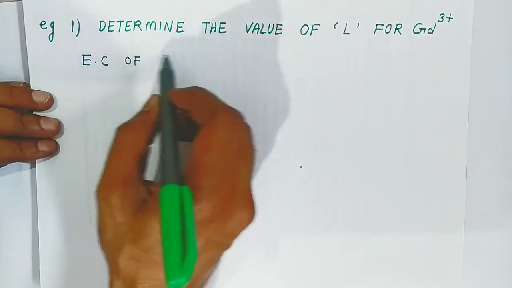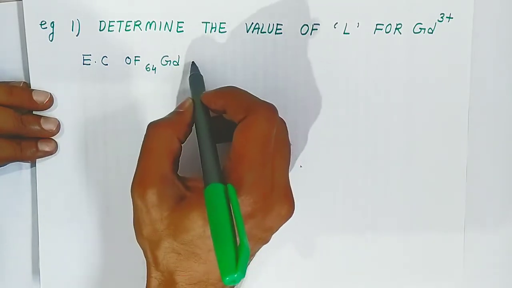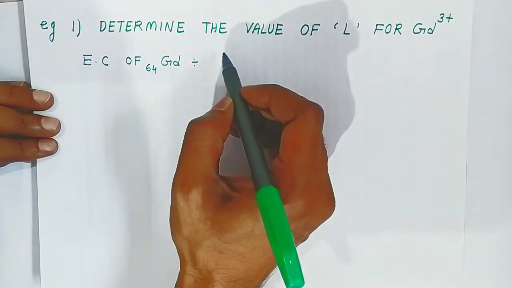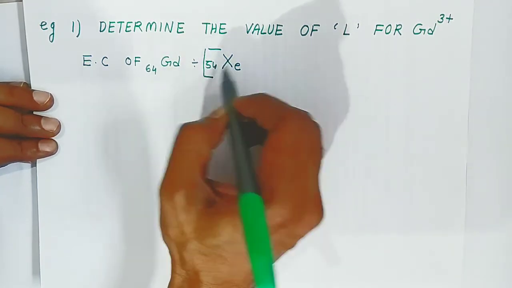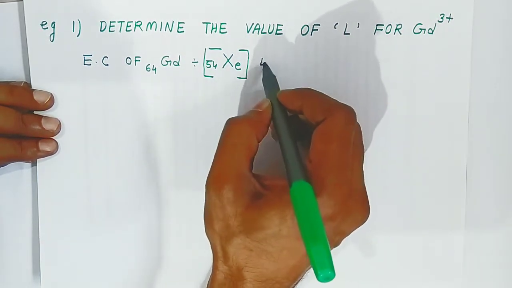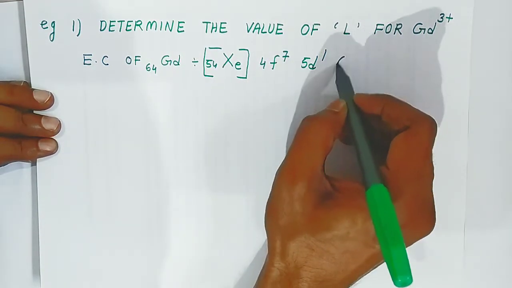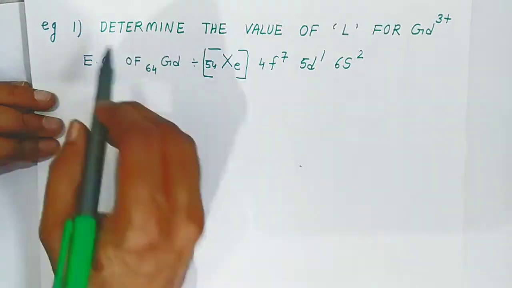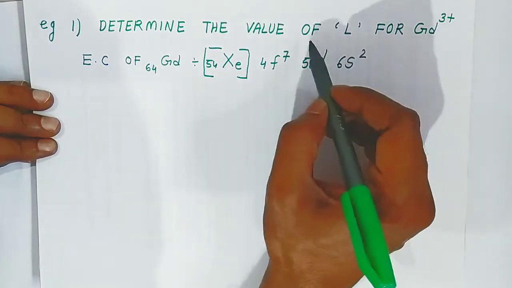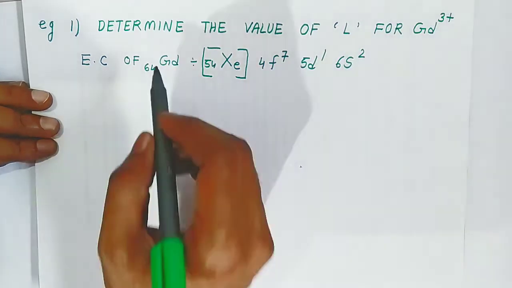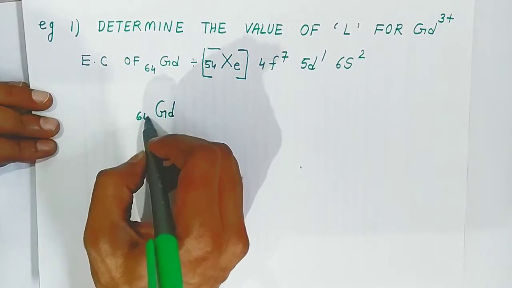Now the electronic configuration of gallium, atomic number 64, is given by xenon 54, 4f7, 5d1 and 6s2. Now students, because we have to determine the orbital magnetic moment L of gallium 3 plus, we are going to find it. So the gallium atom will go to gallium 64 3 plus.